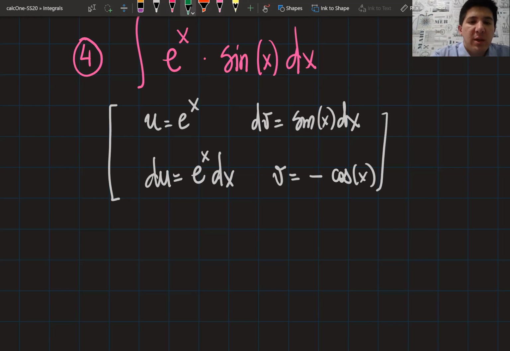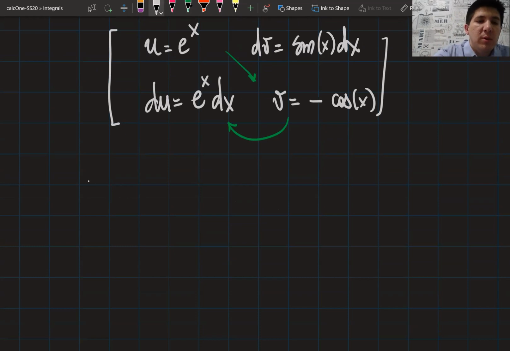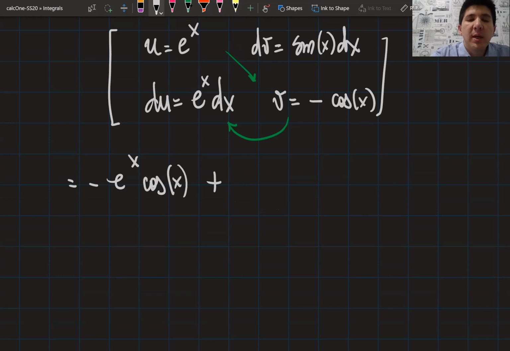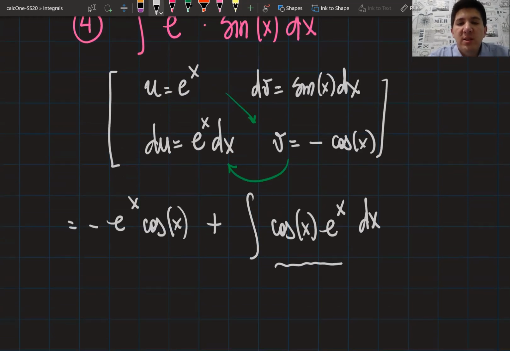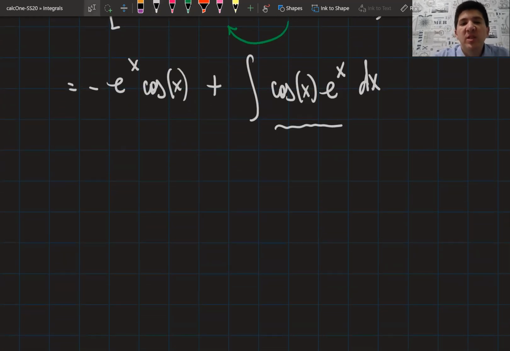Then we have to multiply u by v, then v by du. So this is going to be equal to e to the power of x, and I need to put the minus here, multiplied by the minus cosine, plus, right? So v du becoming the integral of cosine of x e to the power of x dx. So this is what I told you in the beginning, that this is our second integration, where I have both of these functions again, the trigonometric function and the exponential function.